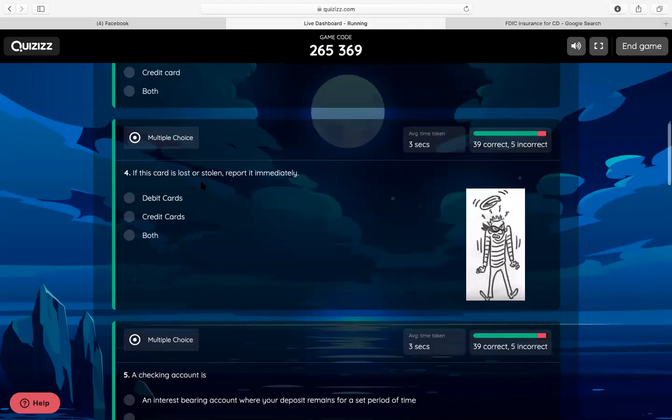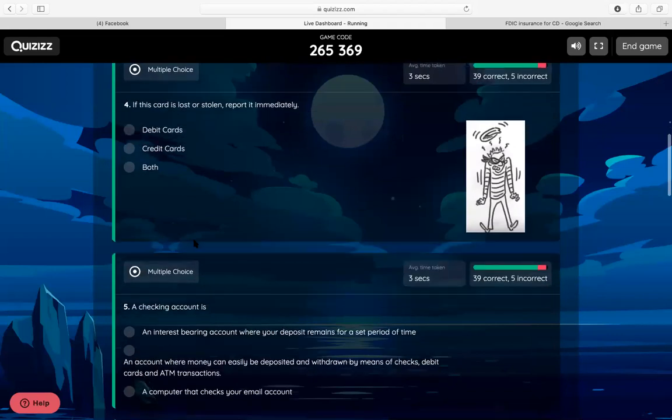If the card is lost or stolen, report it immediately. And the answer is both. Any card which is lost, you need to replace it and report it immediately, okay?